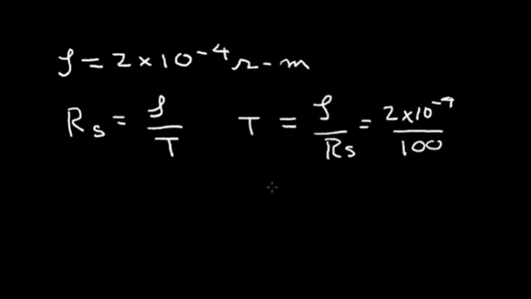which is equal to 2 times 10 to the minus 6 meters, which is also equal to 2 microns. So if I have a material with a resistivity of 2 times 10 to the minus 4th ohm meters, and this material is 2 microns thick, I have a material that has a sheet resistance of 100 ohms per square. Let me again erase this.